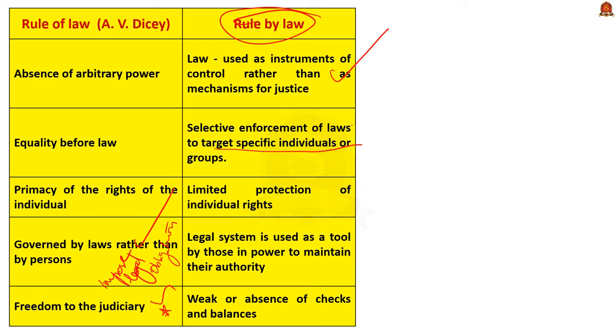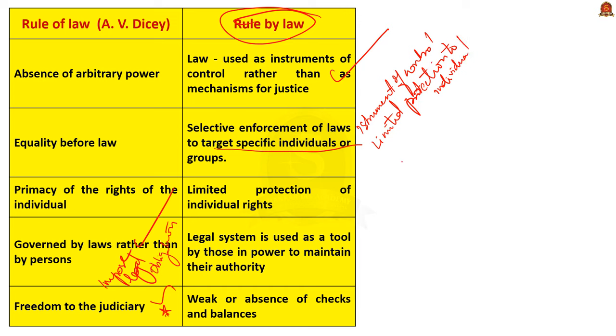So what are all the characteristics of rule by law? Firstly, laws may be used as instrument of control rather than as mechanism for justice. Secondly, there will be selective enforcement of laws to target specific individual or group. Thirdly, it offers limited protection of individual rights, particularly when they conflict with the interest of those in power. Finally, there will be a weak or absence of checks and balances on government actions.